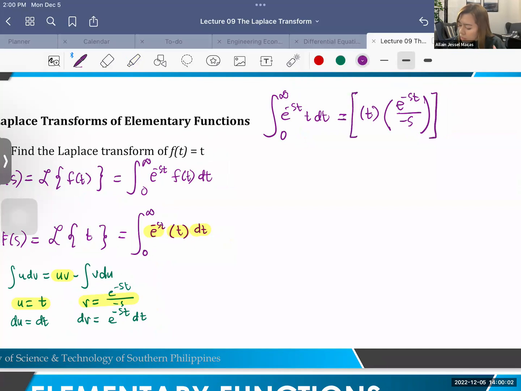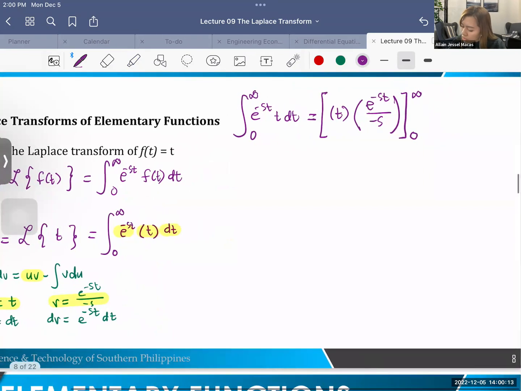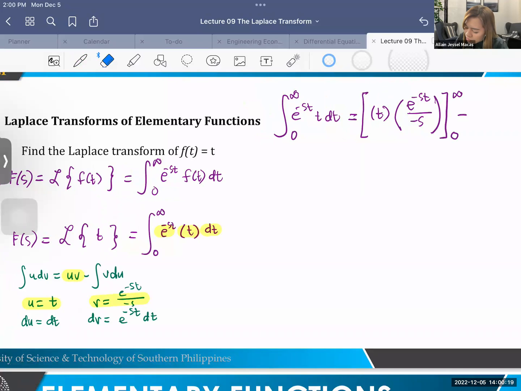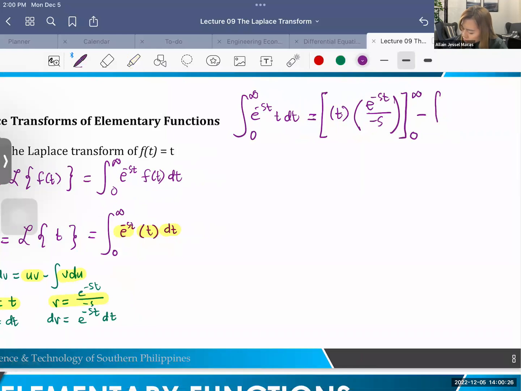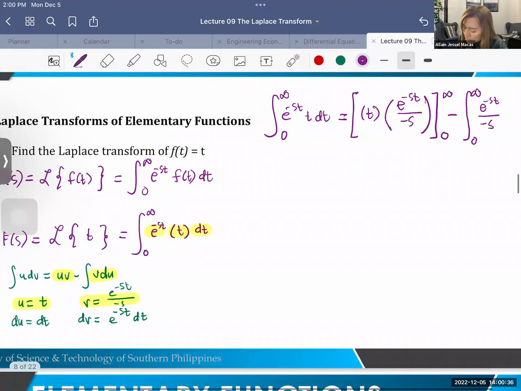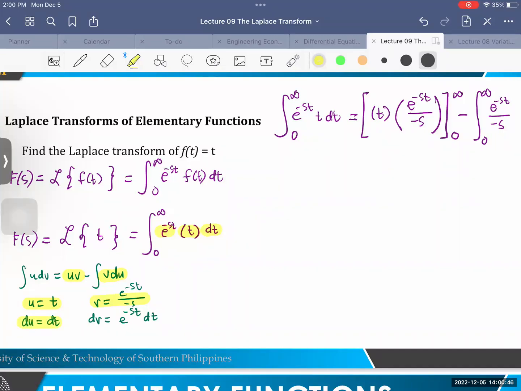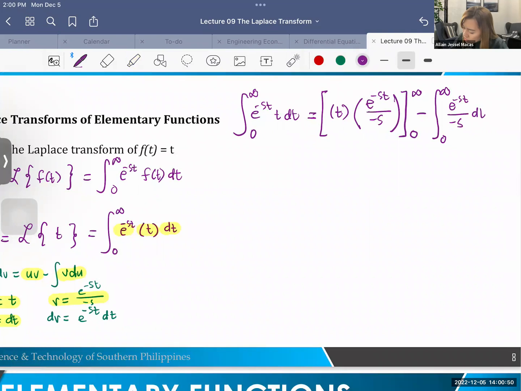Medyo na-complicate lang siya gamay, pero gamay ra kaayo. Dungagan na to from 0 to infinity. Okay? Kay basin ma-left out siya later. Kay kani nga part, which is ang second nimo, nag-integrate pa man tayo. The integral of v du. Now, what is our v? The integral of that is 0 to infinity. Ang v nimo is e to the negative st over negative s, di ba? And what is our du? Unsa tong du, class? dt. Correct. So that is dt.